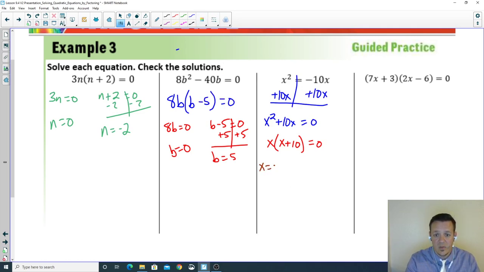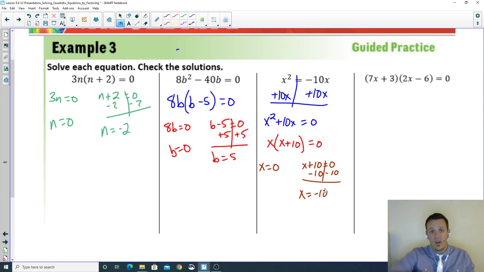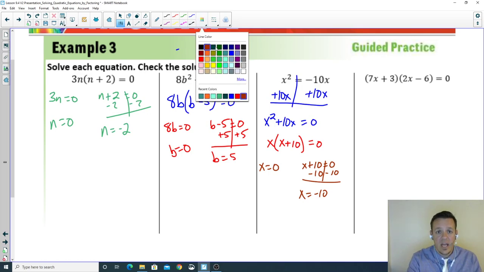So it's x equals 0. That's done. Then we have x plus 10 equals 0. Subtract 10 from both sides, and your answer ends up being x equals negative 10. So there's our answers, right? Our parabola, when we graph it, the 0 point on x would be horizontally at 0, and then it'd go over and be at negative 10. Sweet, we're done.